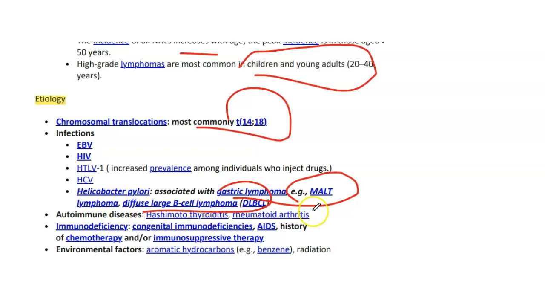Autoimmune diseases like Hashimoto's and rheumatoid arthritis, immune deficiency like congenital immunodeficiencies, AIDS, history of chemo and or immunosuppressive therapy, and environmental factors like aromatic hydrocarbons, for example, benzene, and radiation.